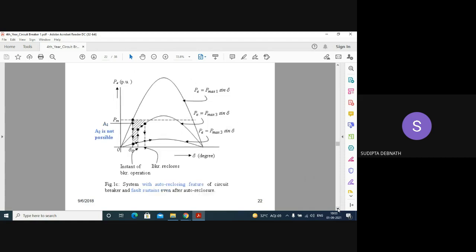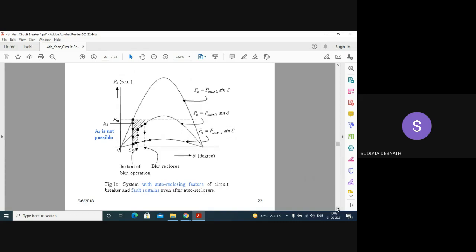But here, what happens if the recloser operates even when the fault persists? The fault has occurred, then it has moved here, and then it has moved again. It cannot be operated in this line. So there will be no decelerating portion here because it is not operated in this line. There is only the accelerating portion. Clear? This is the most dangerous part.